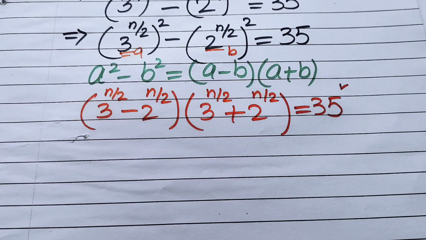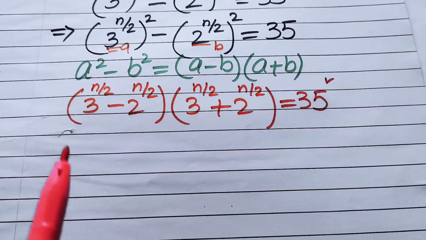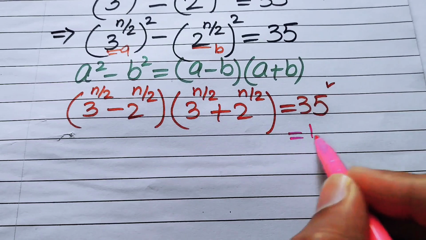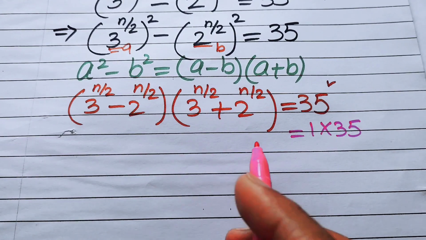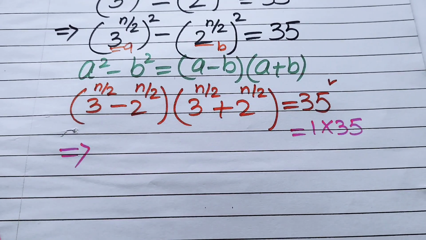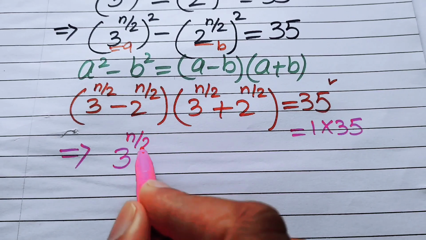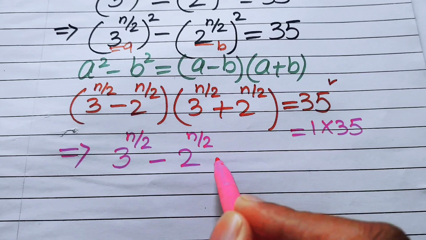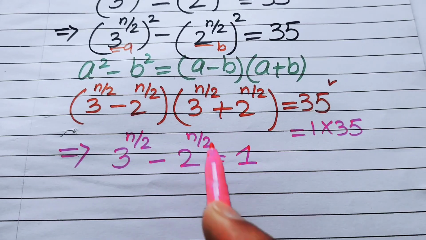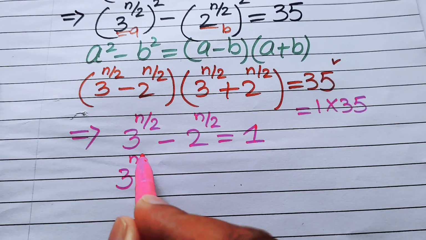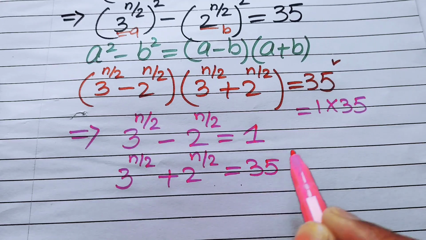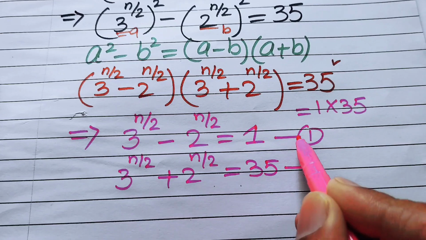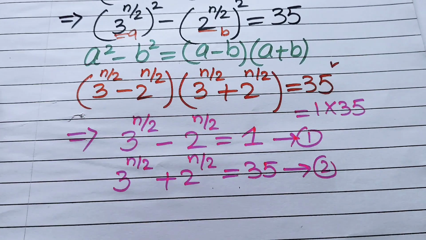So now you focus on the left hand side and you see that we have two factors multiplied by each other, and on the right hand side we have only one number, and we can write this 35 as 1 multiplied by 35. So we compare both of the sides, and then you will obtain 3 to the power of n over 2 minus 2 to the power of n over 2 equals 1, and when you compare this side, you will get 3 to the power of n over 2 plus 2 to the power of n over 2 equals 35. So here we obtain these two equations by comparing both of the sides.